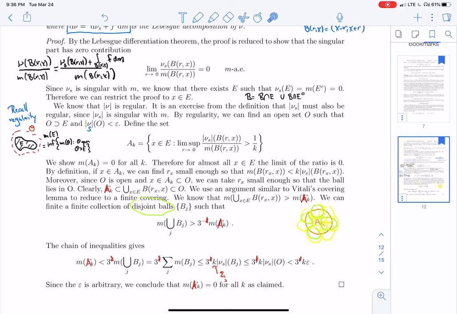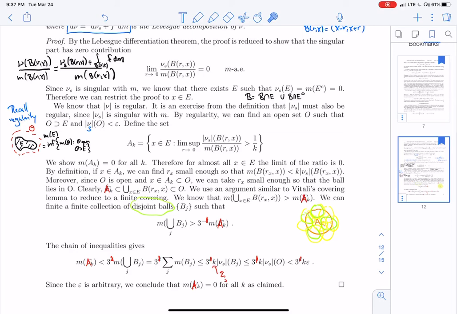So we define the set AK, where this ratio, when I take the limit, is bigger than 1 over k. Now we show that the measure of AK is 0 for all k, and therefore, just by taking the limit, note that these sets are increasing, so you can take the limit of AK. It's going to give you the measure of where it's strictly bigger than 0, and we show that it's 0, so that proves it.